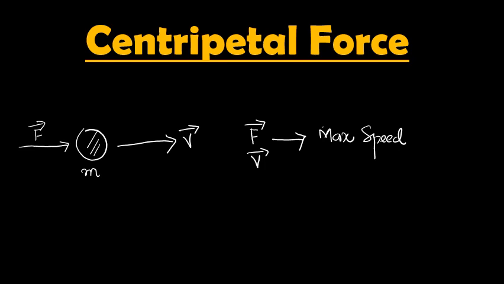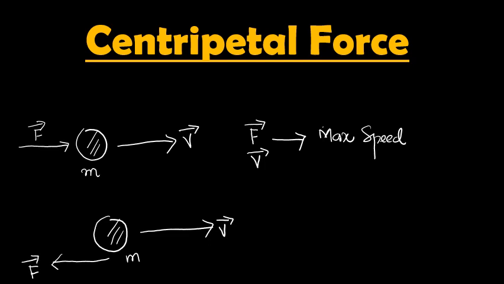Now, if the body of mass m has a velocity v, and the direction of the force is opposite to the velocity of the body, then the speed will be minimum, or the body will slow down.